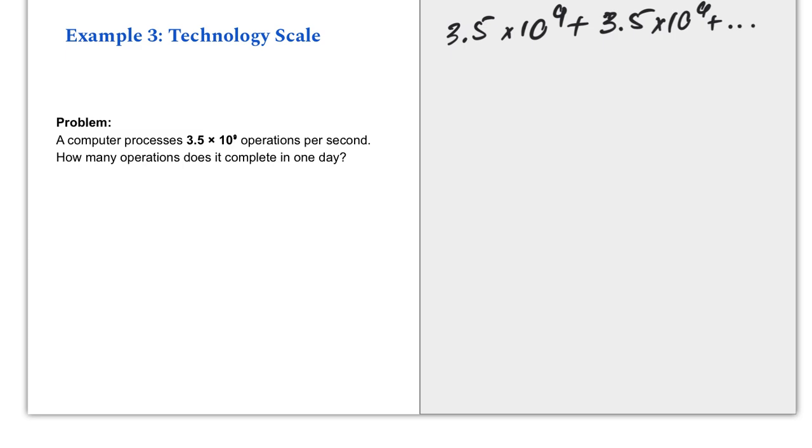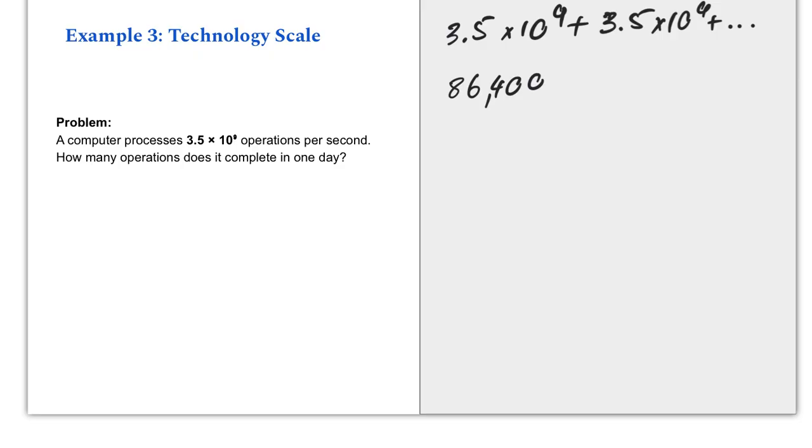But there are 86,400 seconds in one day. And that would mean adding 3.5 times 10 to the ninth power 86,400 times. That's a lot of adding. So therefore, we would use multiplication, which is a faster way than repeated addition. So instead of adding 3.5 times 10 to the ninth power over and over, we multiply it by the number of seconds in a day.